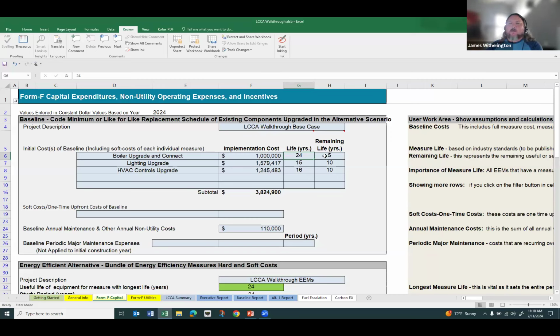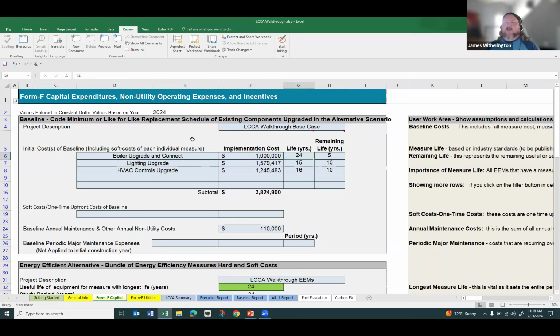And the last thing here is the remaining life. The remaining life is the existing remaining life of the equipment that's on the ground currently. So if you already have a boiler installed, what this is saying is that your existing boiler has 5 years before it needs to be replaced. When you replace it, you'll replace it with this boiler, which will cost $1 million in this example, and this new boiler will last 24 years. That's basically what all this data is spelling out.